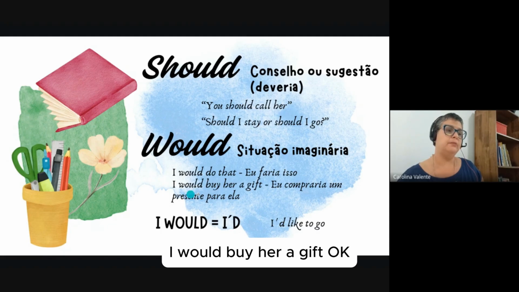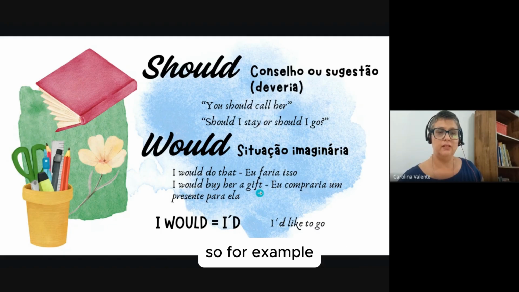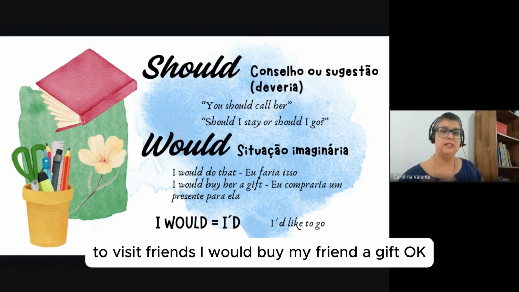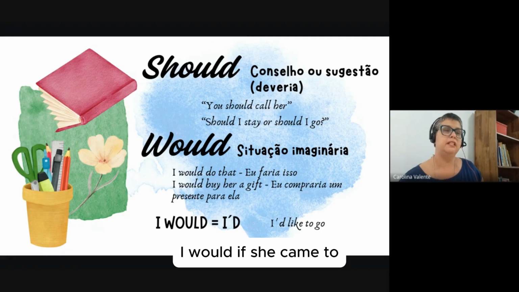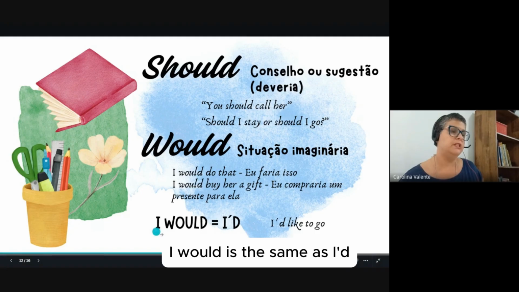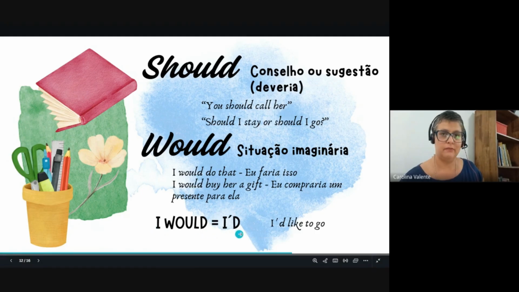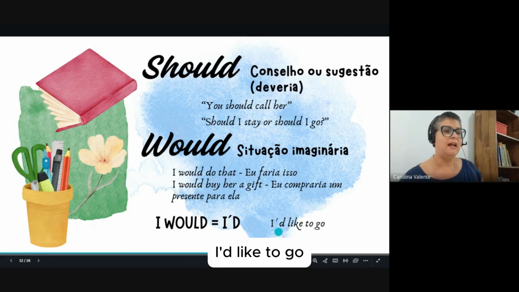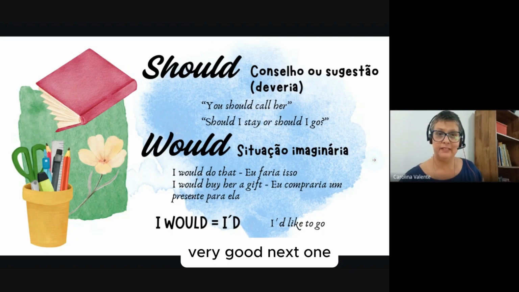I would buy her a gift. Okay. So for example, if my friend lives in another country and comes to Brazil to visit friends, I would buy my friend a gift. Okay. I would. If she came to Brazil, I would give her a gift. Okay. I would is the same as I'd. Okay, so you can use it as a contraction. Okay, I'd like to go. Okay, very good. Next one.